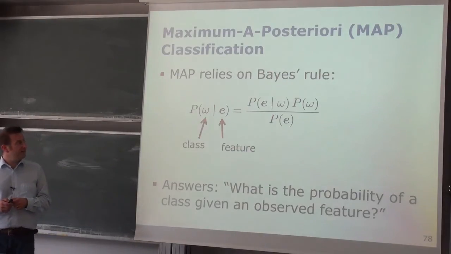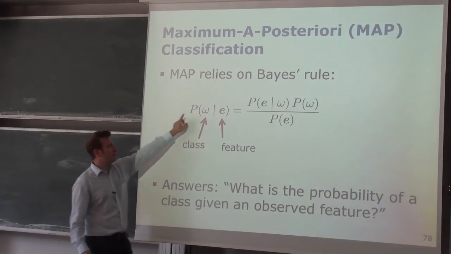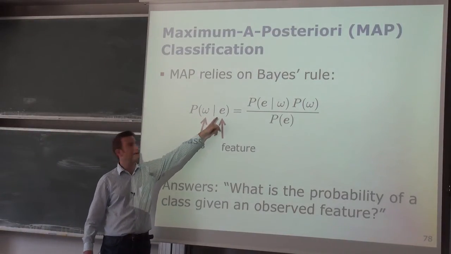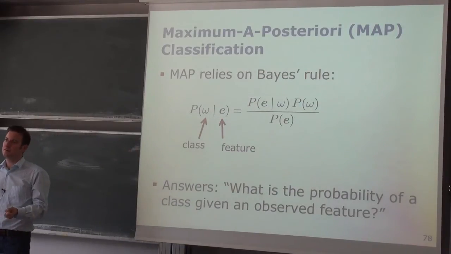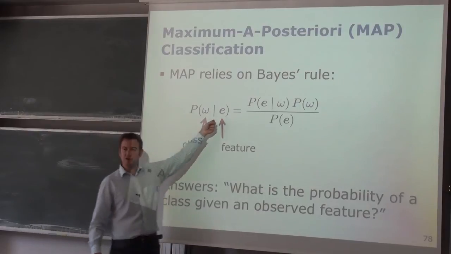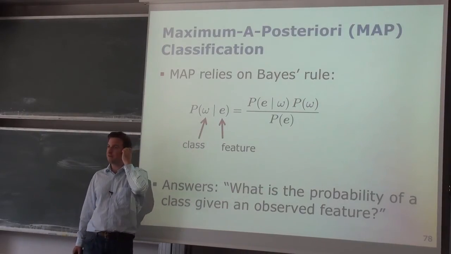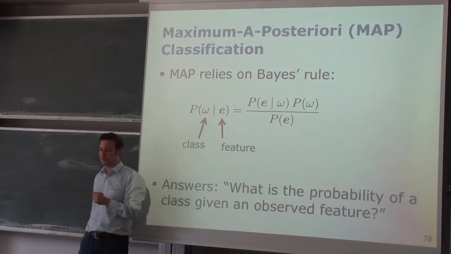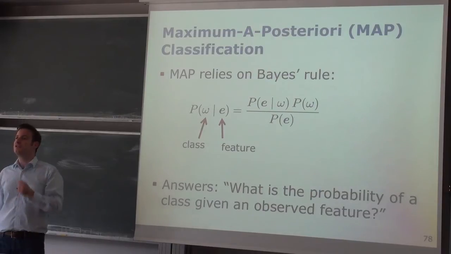You should all have seen Bayes' rule, which looks like this. What is the probability of a class given a feature? This is a question that we have to answer. So my function, my input function, gets the feature, and I want to provide the corresponding class. This can be a probability distribution over the classes, or it can be, let's say, the most likely class.